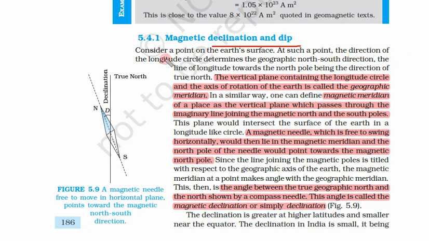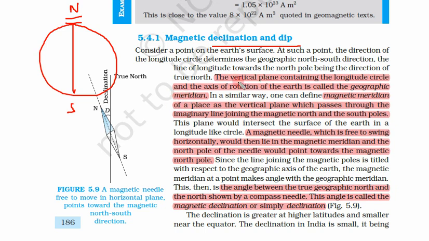Now consider a point on Earth's surface. At such a point, the direction of the longitude circle determines the geographical north and south direction. So here we can see this circle is determining north and south direction. The line of longitude towards the north pole is the direction of true north. So this line will give us true north or geographical north. The vertical plane containing the longitude circle and the axis of rotation of the Earth is called the geographical meridian.